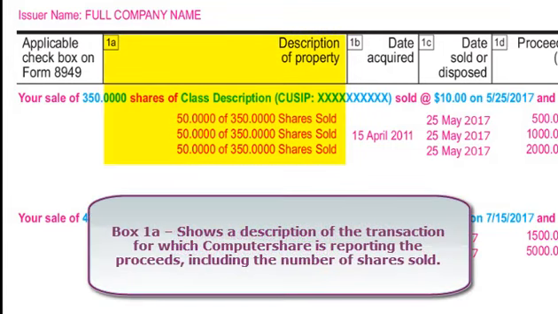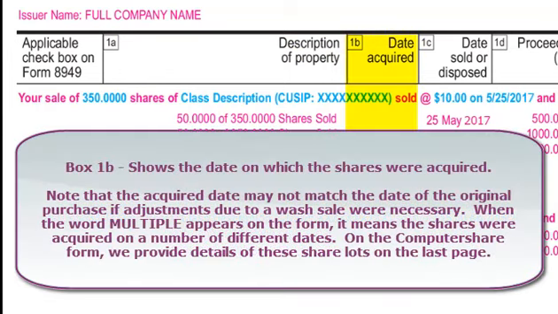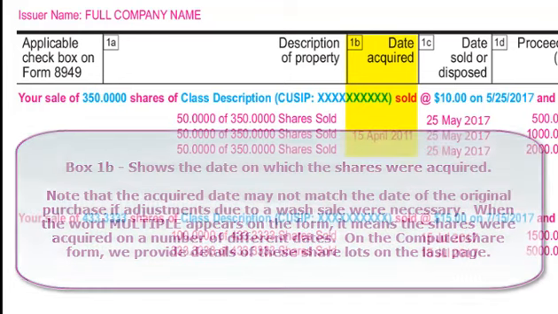Box 1A shows a description of the transaction for which Computershare is reporting the proceeds, including the number of shares sold. Box 1B shows the date on which the shares were acquired. Note that the acquired date may not match the date of the original purchase if adjustments due to a wash sale were necessary. When the word multiple appears on the form, it means the shares were acquired on a number of different dates. On the Computershare form, we provide details of these share lots on the last page.